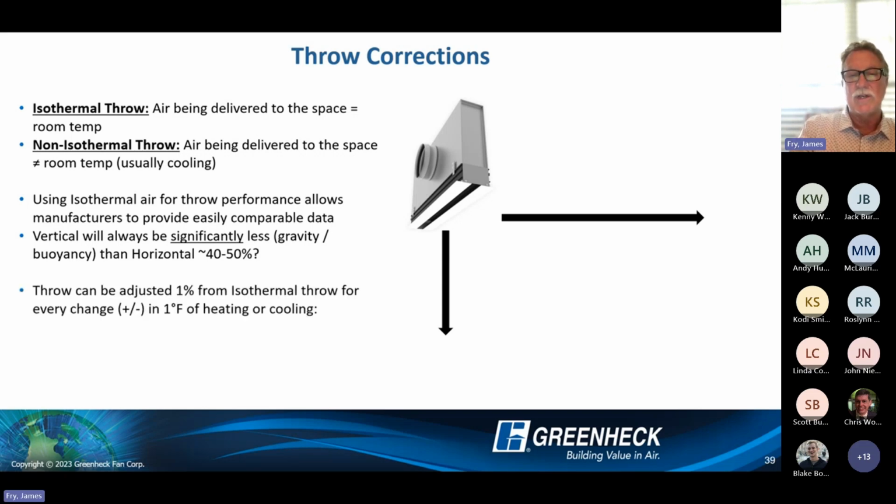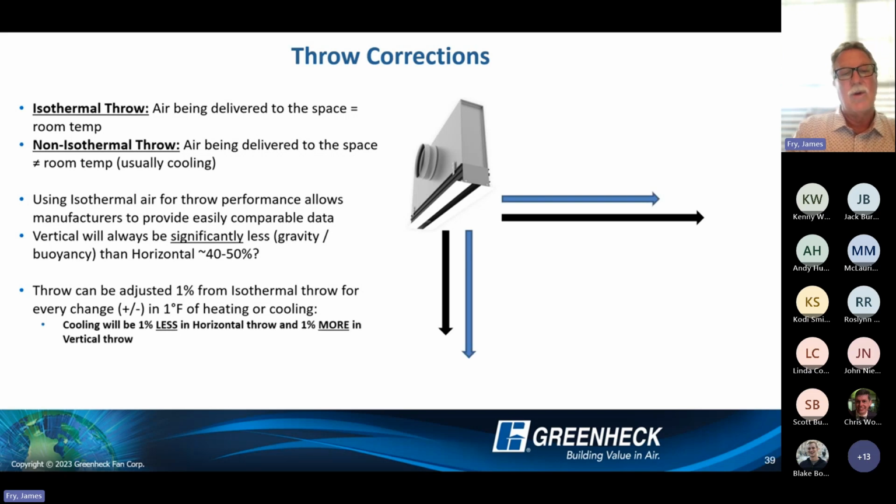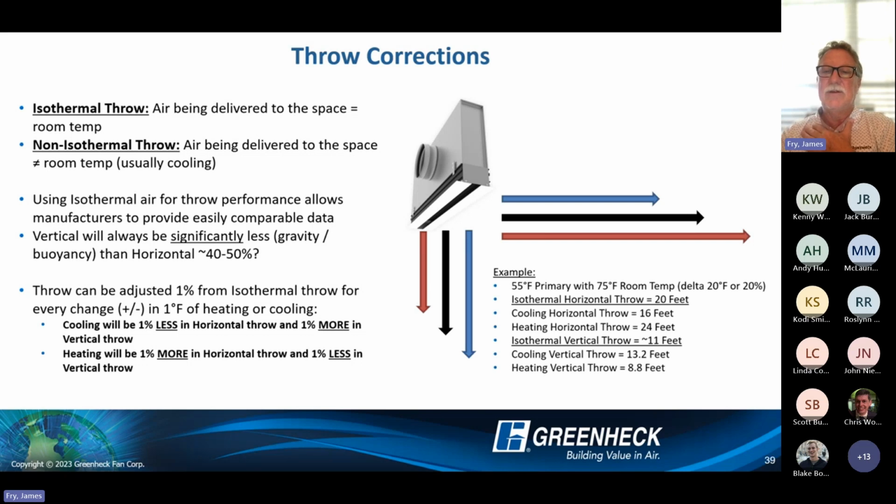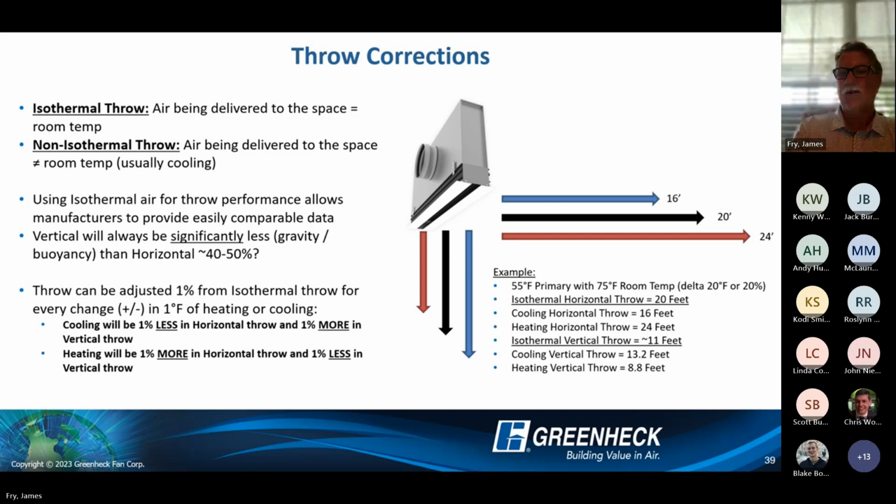Throw could be adjusted 1% from isothermal throw in either direction, so every plus or minus 1 degree of heating or cooling. So in cooling, 1% less in horizontal throw and 1% more in vertical throw. In heating, conversely, 1% more in horizontal and 1% less in vertical. Here's an example. 55-degree primary air, 75-degree room, delta is about 20%. Isothermal air, we're throwing at 20 feet horizontally, 16 feet for cooling, and 24 feet for heating.